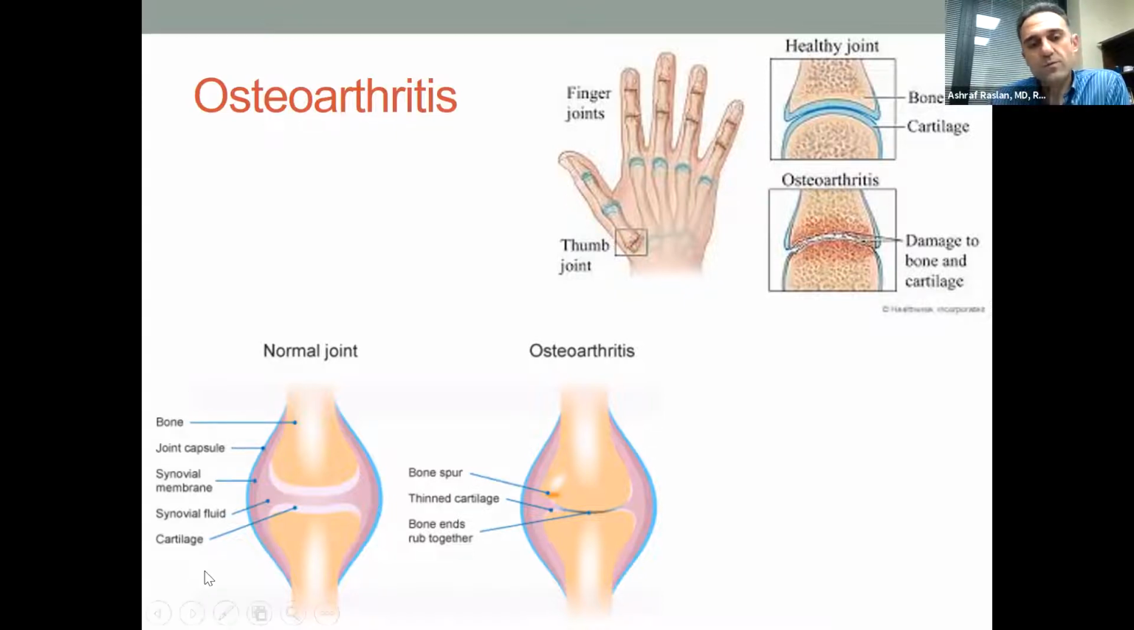What happens with osteoarthritis is that over time, this cartilage wears off. The cartilage is what usually produces the fluid, so you have less and less fluid in the joint. You have less cartilage and less fluid. The bones become exposed and closer to each other, so with movement, they can come in contact with each other.